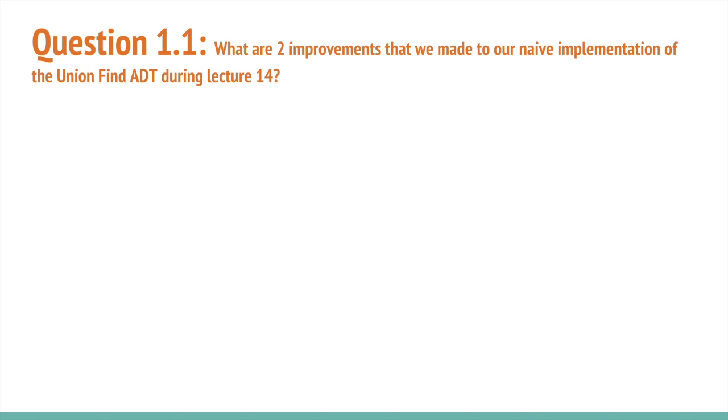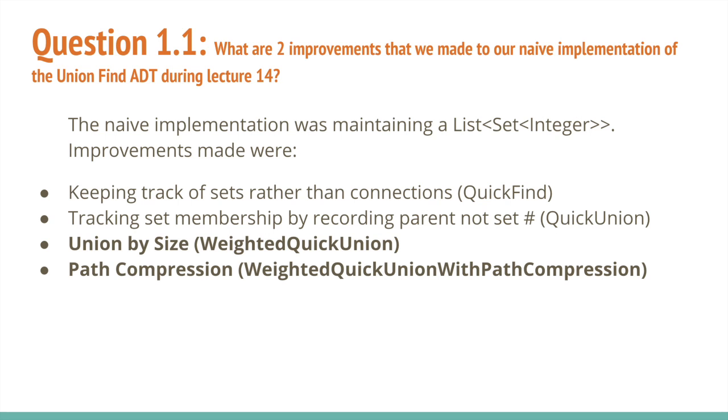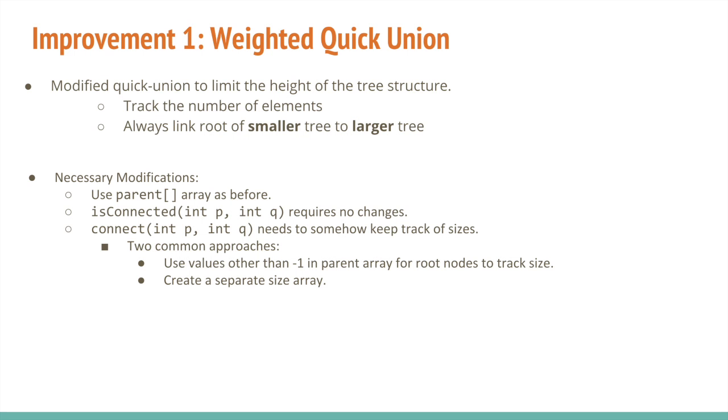In question 1, we will be exploring the union find data structure. So just as a quick refresher from lecture, we improved upon our naive implementation by introducing union by size as well as path compression. So weighted quick union is essentially quick union but slightly modified in order to limit the height of the tree structure.